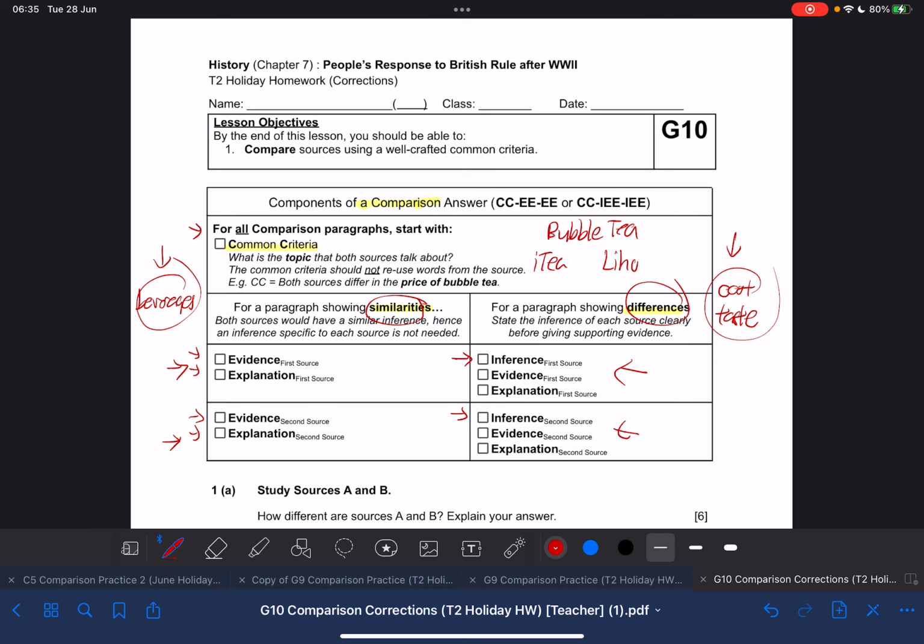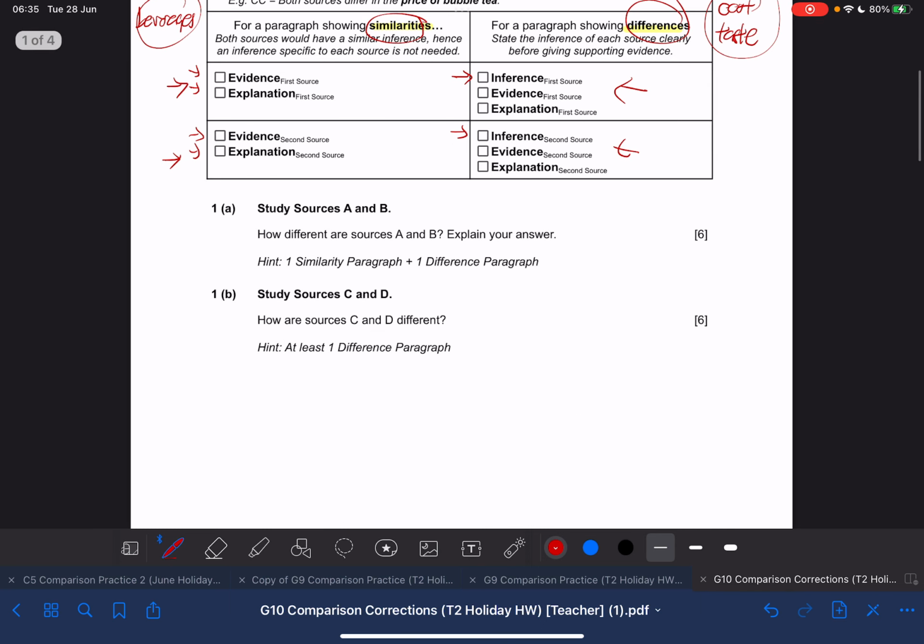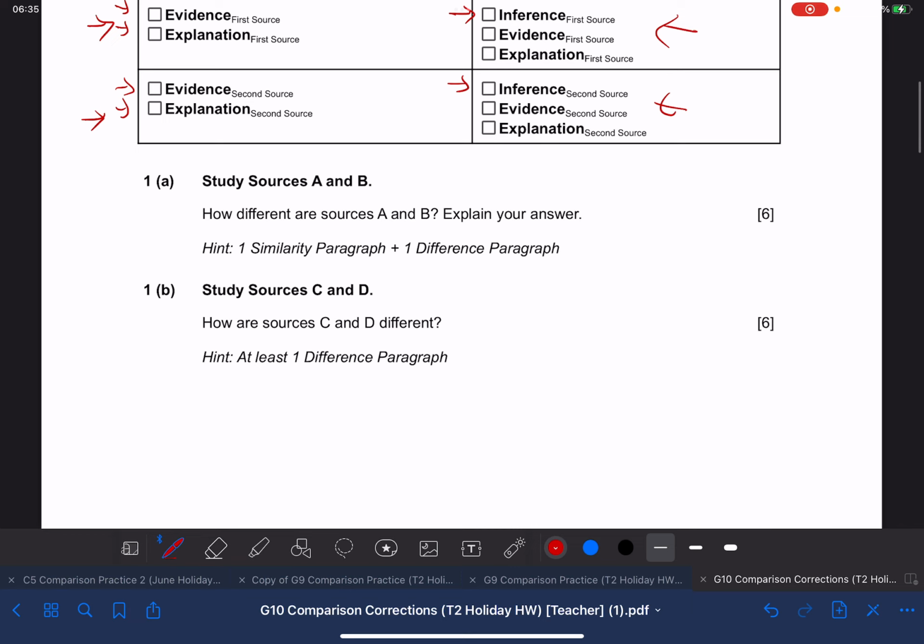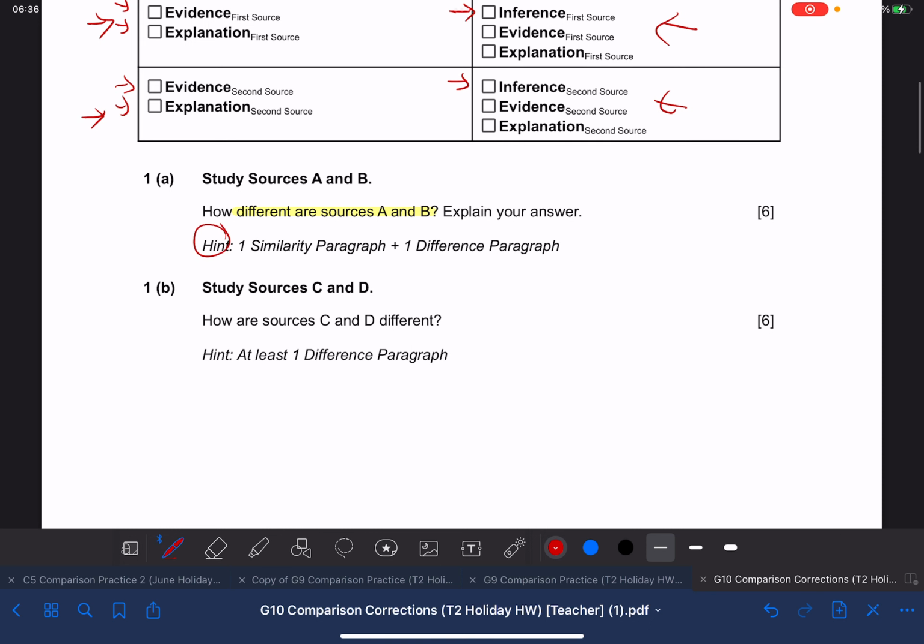Okay, next, we remember that when we look at these questions, they will give you a hint, or you are supposed to be able to identify how many types of similarity or difference paragraphs you're supposed to provide. For example, a question like how different are sources A and B? They can be very different, they can be somewhat different, they can be not different. That means they are completely similar. In this case, it's a rough hint that you're supposed to provide at least one similarity and at least one difference paragraph. Okay, one similarity, one difference.